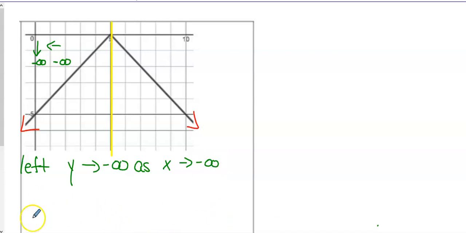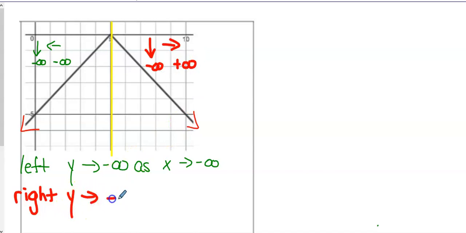On the right side of the graph, it's going downward also, and those always match in absolute value. It's going down and to the right. So negative infinity and positive infinity. Y approaches negative infinity as x approaches positive infinity.